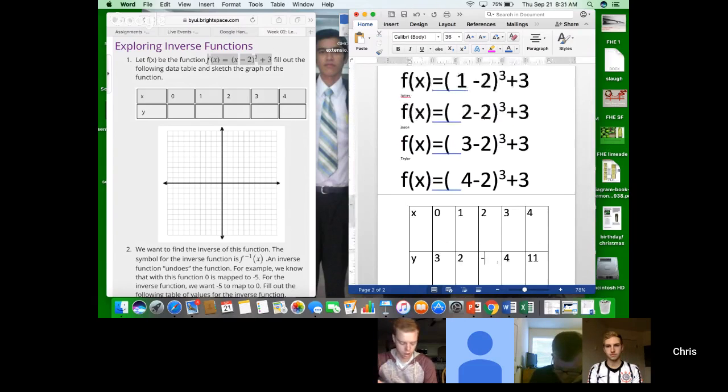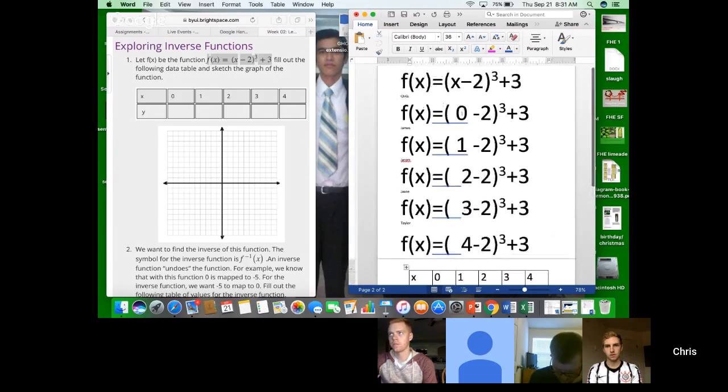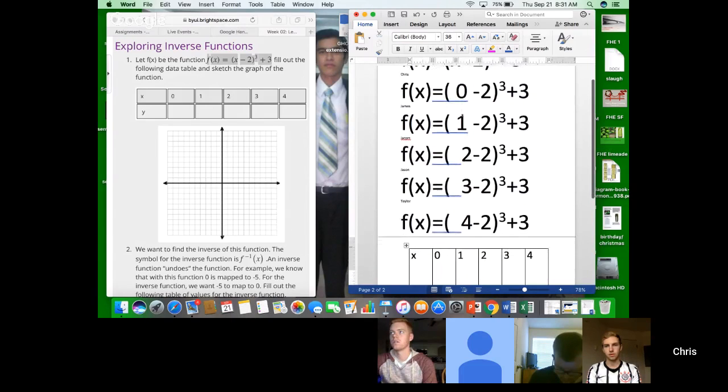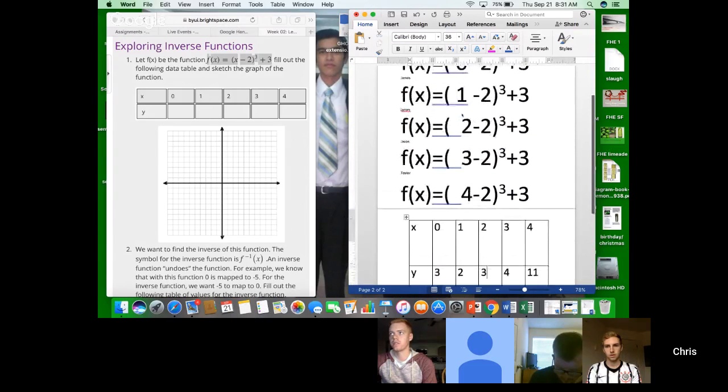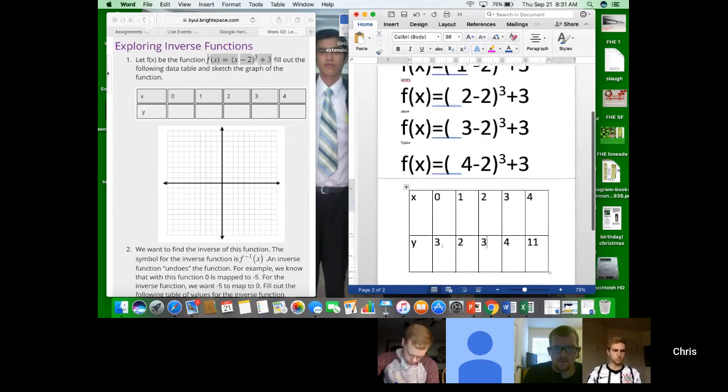I think the first one's 1, isn't it? For 0. 0 minus 2. Oh, just kidding. 0 minus 2 would be -2 cubed. Did I do that wrong? Yeah, so that one should be -5. -2 cubed is -8, so it should be -5. Yeah, you're right.